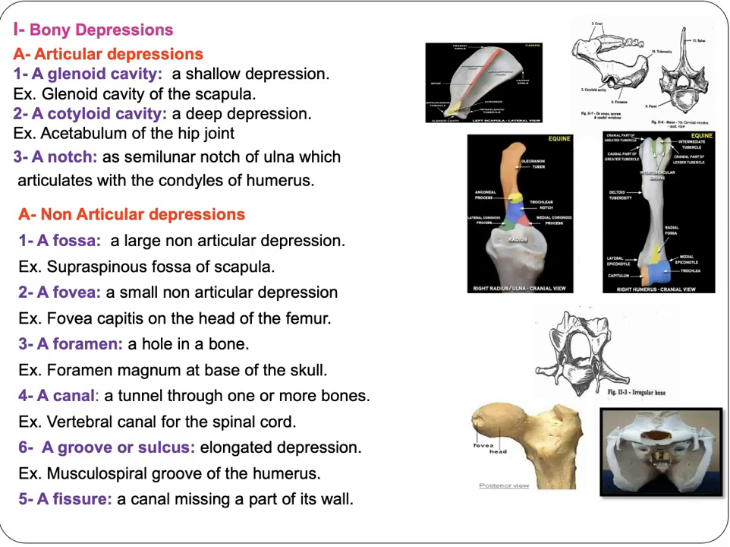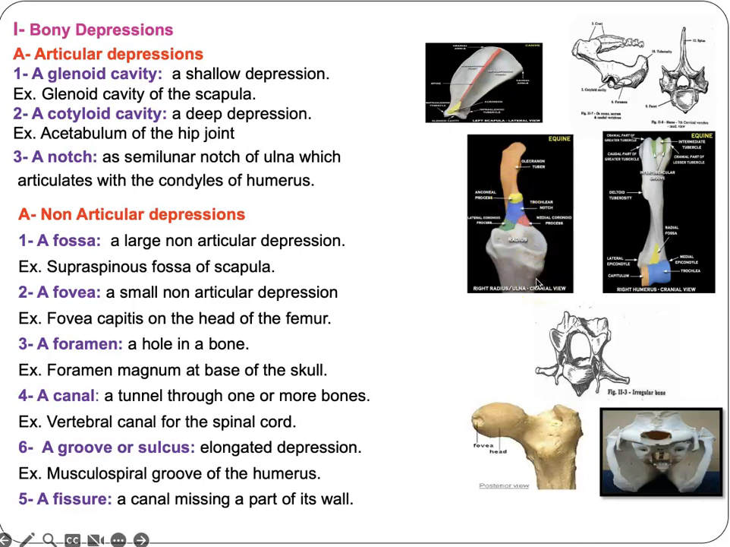The second one is bony depressions. As we mentioned, we have articular depressions and non-articular depressions. An example of articular depression is the glenoid cavity of the scapula, which forms the shoulder joint with the head of the humerus. Then we have the cotyloid cavity, the acetabulum of the hip joint. And then we have the notch, for example the trochlear notch, to make the elbow joint.